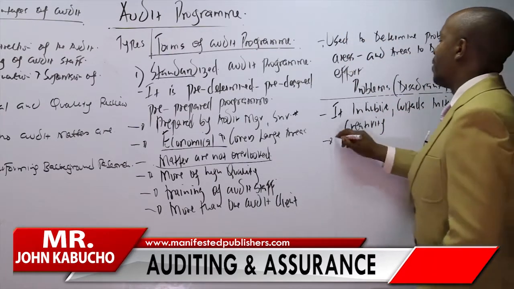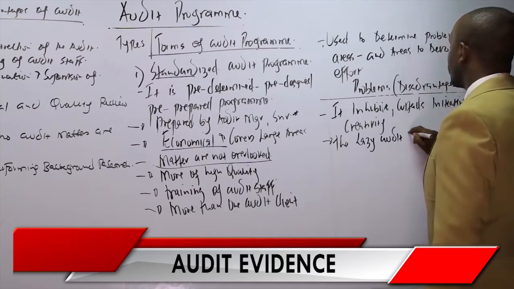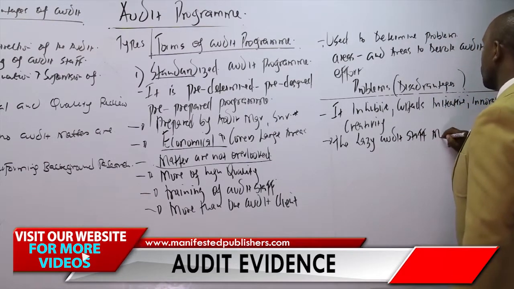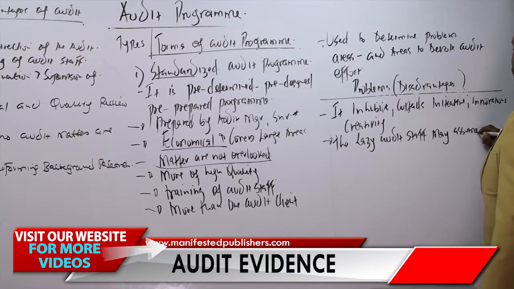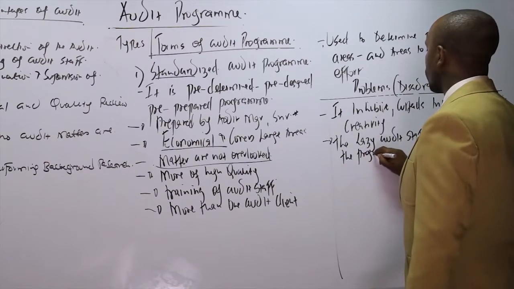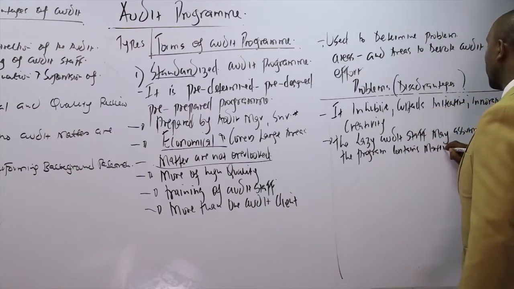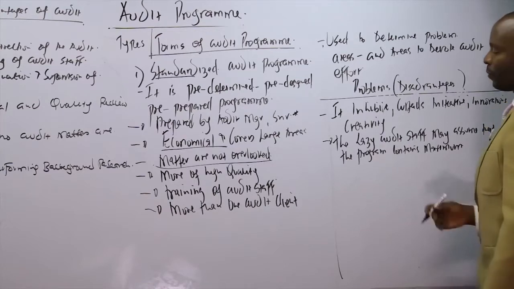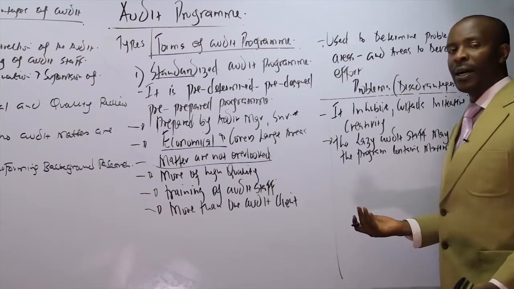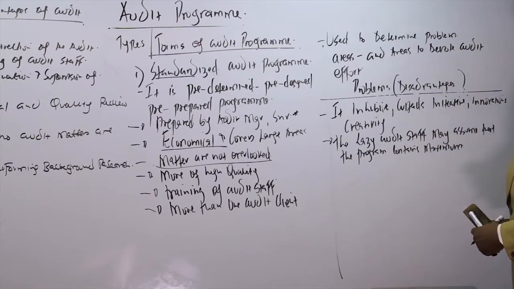And therefore we say the lazy audit staff may assume that the program is final. The program contains maximum work and leave some areas unaudited. So if you assume that the program has 10 instructions, you find a number of other items that were not covered. You may not work them out because you think that that one is the maximum work that you're supposed to be doing. And if it contains maximum work, then you have nothing to go ahead and offer in that particular program.